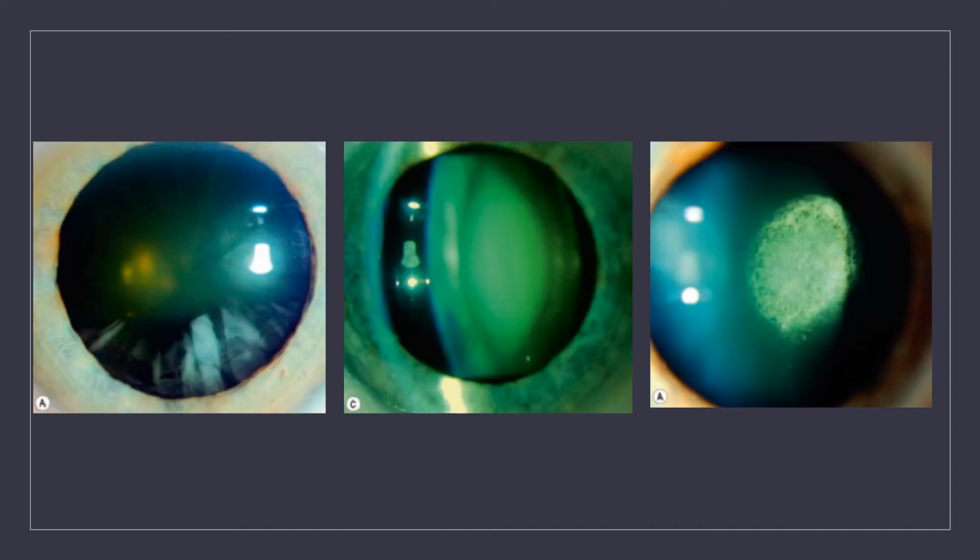This slide shows various forms of senile cataract. Slide or picture A shows cortical cataract. These are spokes of opacities in the cortex. Slide B shows the opacity in the center. This is nuclear sclerosis. And slide C shows a cataract that is just in front of the posterior capsule. It's called posterior subcapsular cataract.